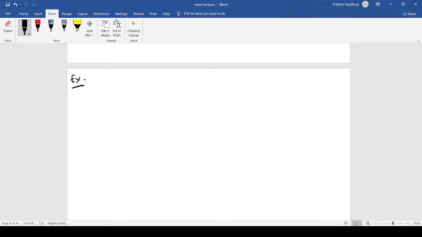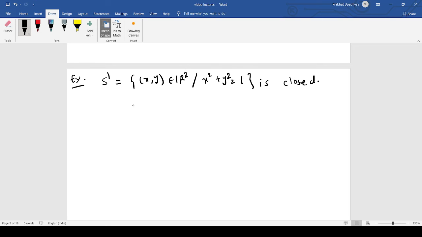Let's take one more example. It says your unit circle in R2 denoted by S1 is a closed set. That means your S1 is the set of all (x, y) in R2 such that x square plus y square is equal to 1. That means it is the unit circle in R2 with Euclidean distance. We want to show this S1 is a closed set. Let's try to visualize this first. Say this is your unit circle. So it is centered at 0 with radius 1.